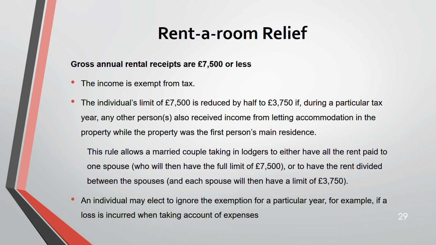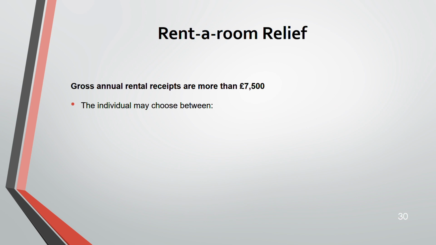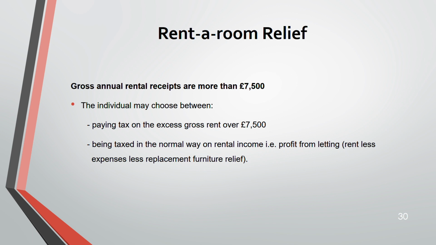An individual can elect to ignore this exemption for a particular year, for example, if you are incurring a loss. That flexibility is there. Now, if it's more than 7,500, the individual can choose either to pay tax on the excess over 7,500. Let's say 8,000: they will pay tax on 8,000 minus 7,500, that 500, which is the excess. Or they can choose to be taxed in the normal way, forgetting that the exemption is there. That means they will take all the rental income, deduct all the expenses, and pay tax on that amount normally.